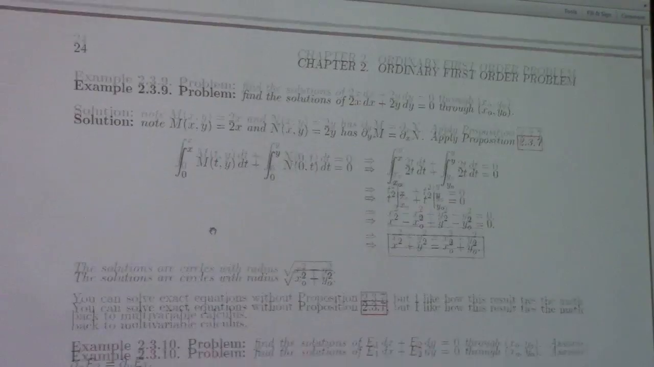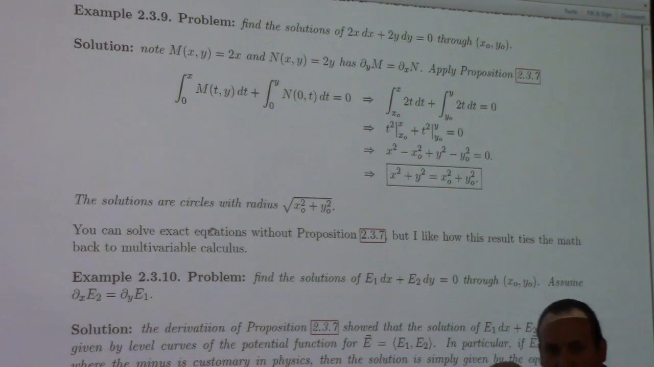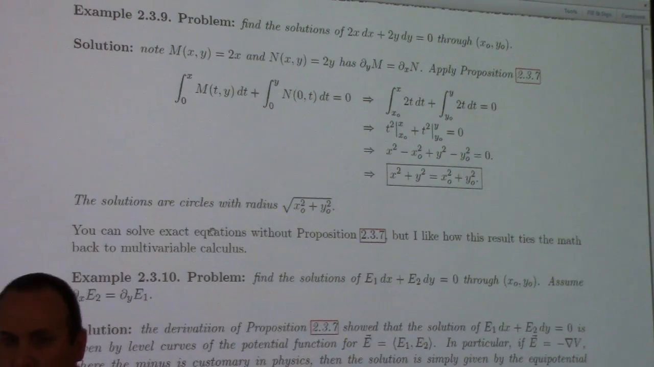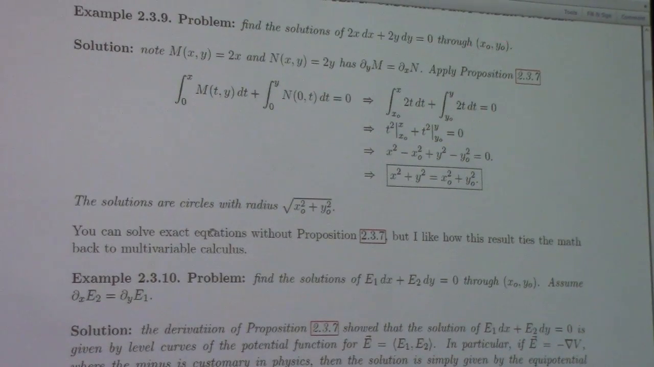Same theorem. Remember we solved this one last time? The circle? We solved this two different ways last class. Here's how to solve it with this theorem. If you want the solution through the point x naught, y naught, I just feed this m and this n into the theorem, evaluate it at the appropriate point.